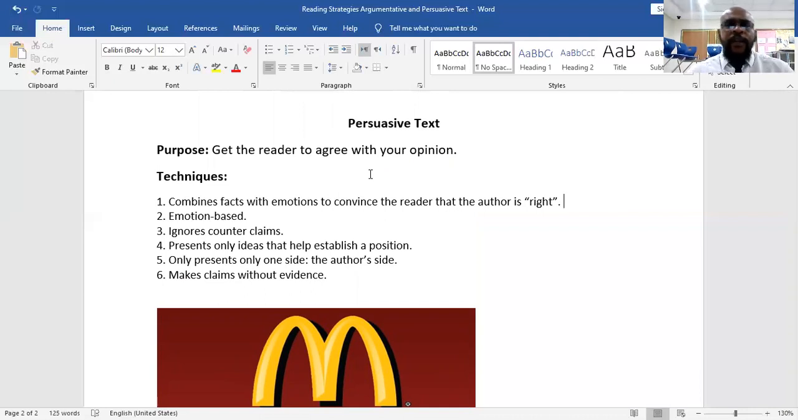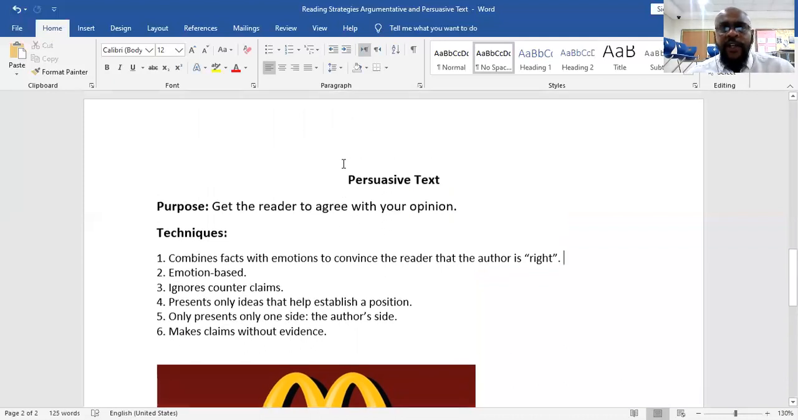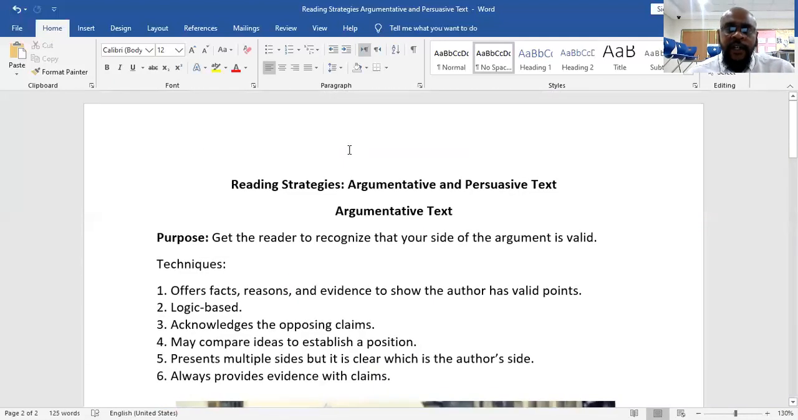So these are the two kinds of text that we're discussing today, the persuasive text and the argumentative text.